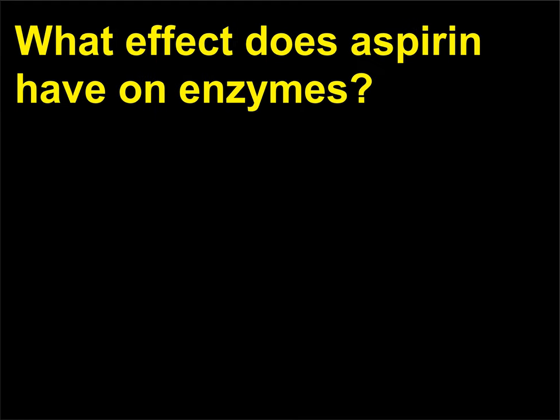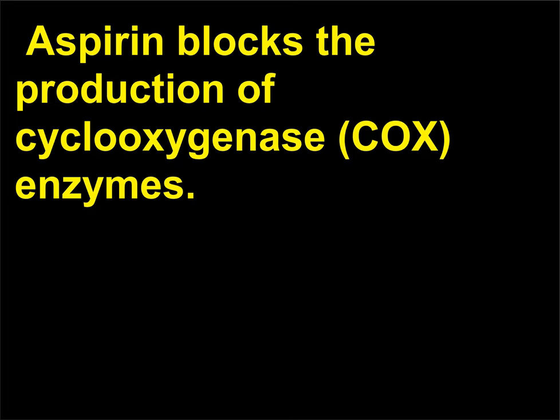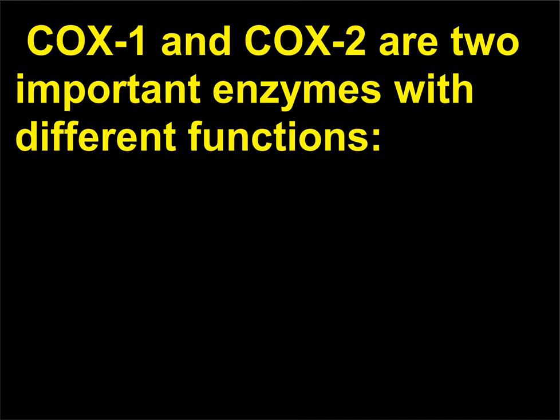What effect does aspirin have on enzymes? Aspirin is probably the most common over-the-counter medication. Aspirin blocks the production of cyclooxygenase, COX, enzymes. COX-1 and COX-2 are two important enzymes with different functions.